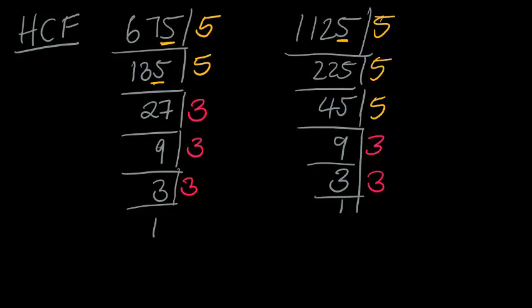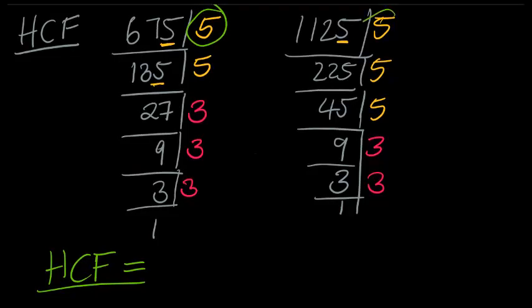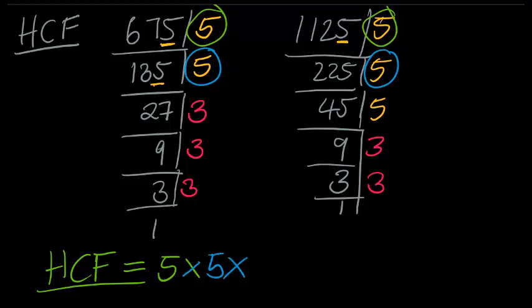In order for me to get the highest common factor, I need to find what is in common. Both of them have this green 5. I'm going to write it down. Then I look at the next number. Both of them have the blue 5, so I write that down as well. Is there another number they have in common? Yes, both of them have a red 3, so I write that down. Is there another number that they have in common? Yes, both of them have the yellow 3.